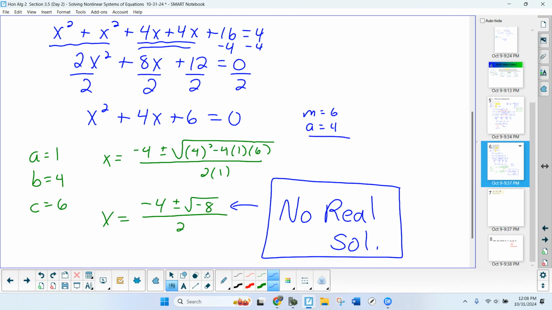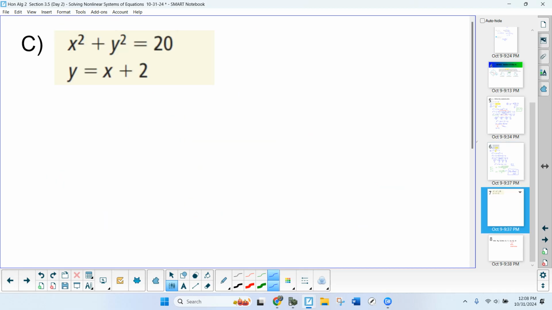Now, it could have been just plus or minus the square root of 8, in which case you could keep going, break it up, and you could keep going. So you can have irrational numbers, but you can't have a negative under the radical. Okay, questions? What do you guys think? They're not too bad. All right, last one.